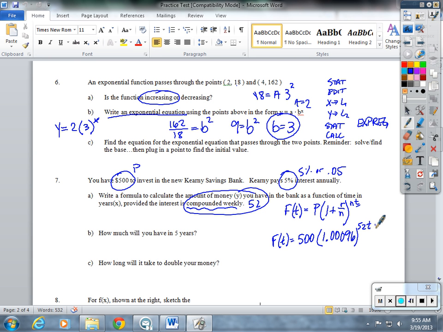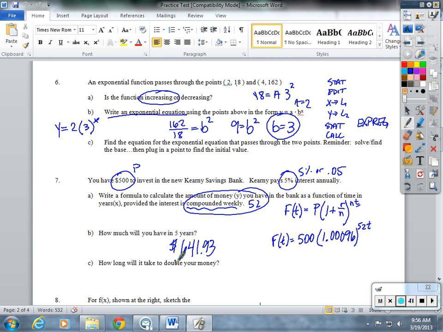Okay, how much do we have in 5 years? Well, in 5 years you plug in 5 for t, so we have 500 times our answer from the previous problem, to the power of 52 times 5, and I'm getting $641.93. So you made about $141.93 without doing any work whatsoever.